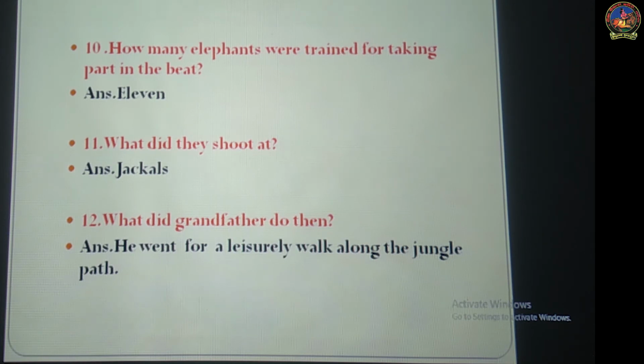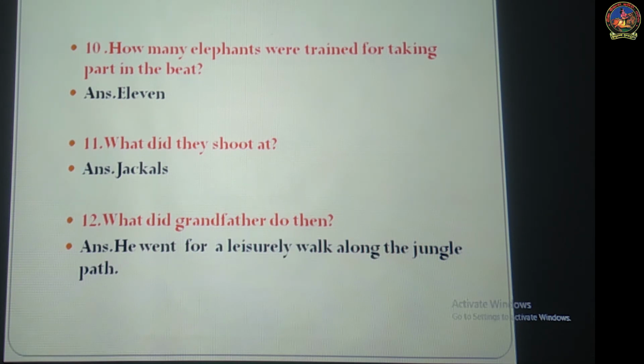What did they shoot at? Because they did not find a tiger in the Tarai jungle. What did they see? They saw peacocks, jackals, wild boar. Their aim was to shoot at tigers, but they did not find any tigers. So what did they shoot at? So they shot at jackals.